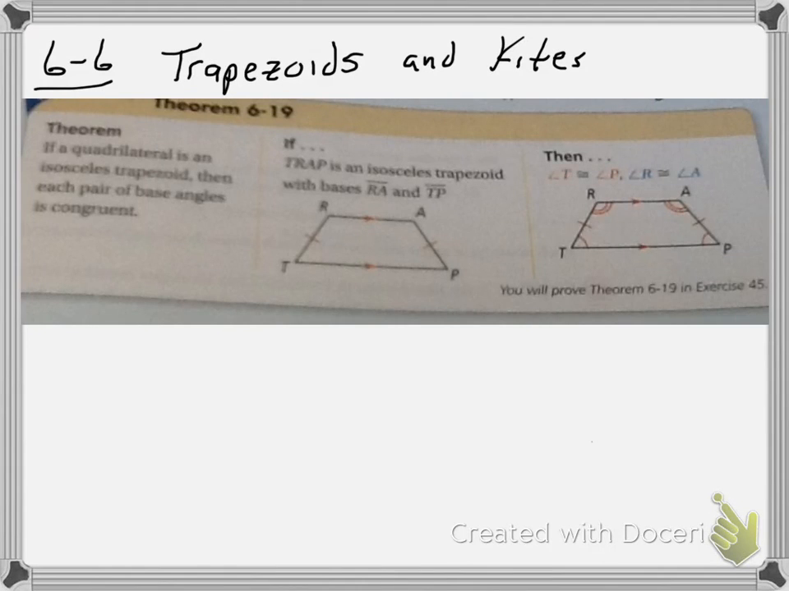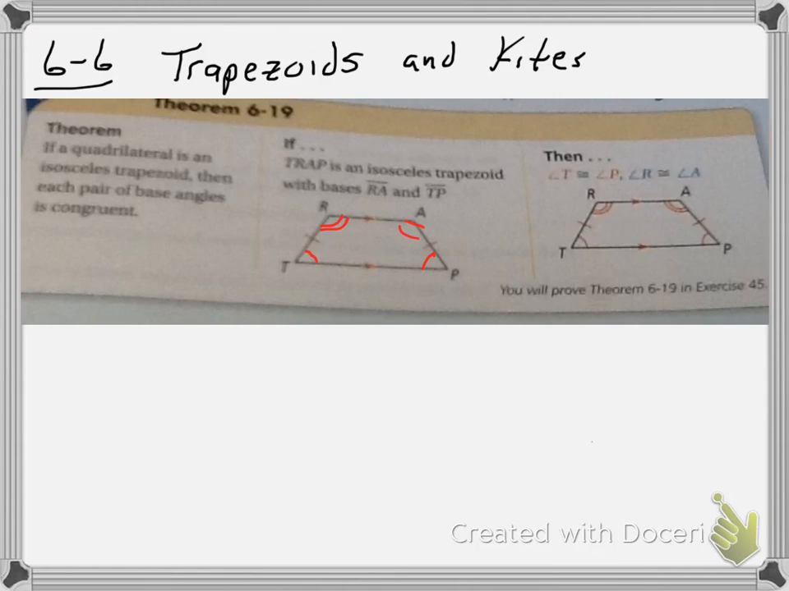6.6 is about trapezoids and kites. Now this talks about if a quadrilateral is an isosceles trapezoid, then each pair of base angles is congruent. So if TRAP is an isosceles trapezoid with bases RA and TP, then angle T is congruent to angle P, and angle R is congruent to angle A. You can tell by the markings up here. Again, base angles, there's two sets, T and P, R and A.